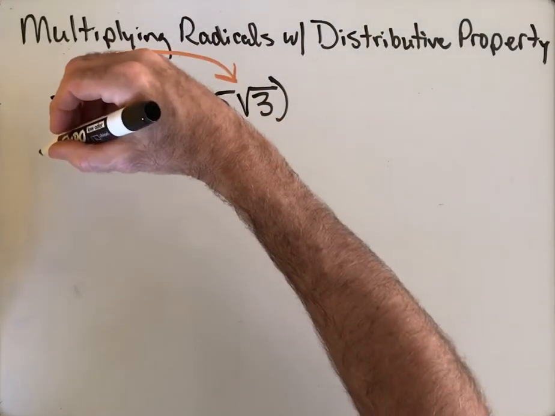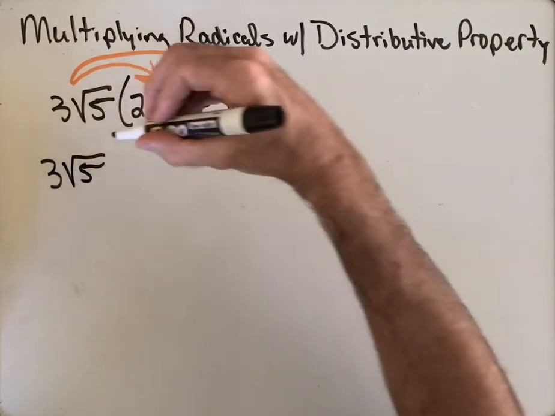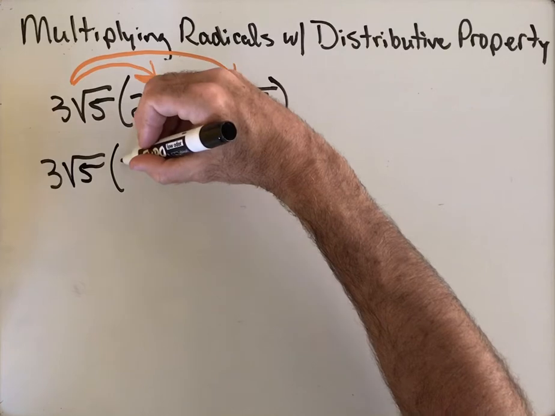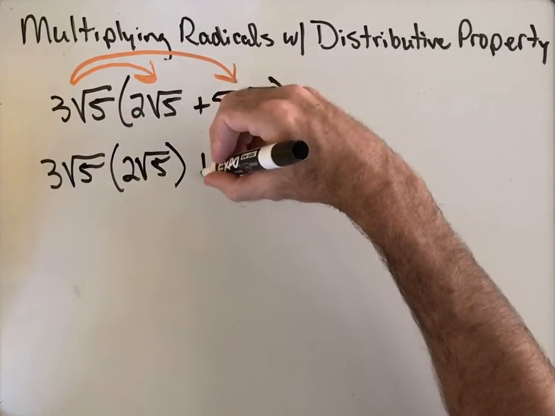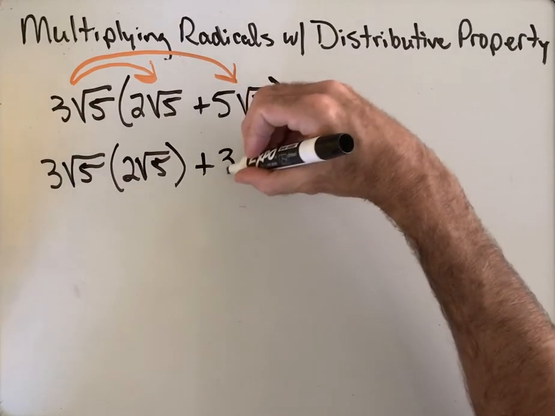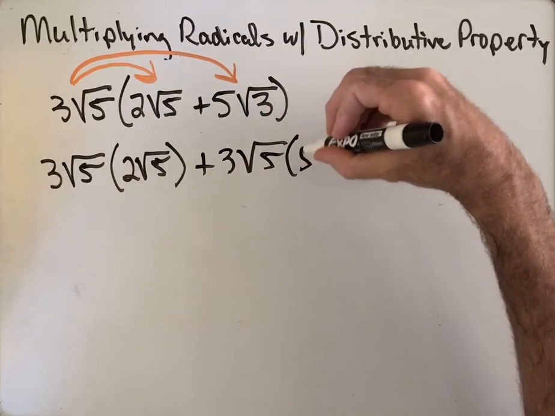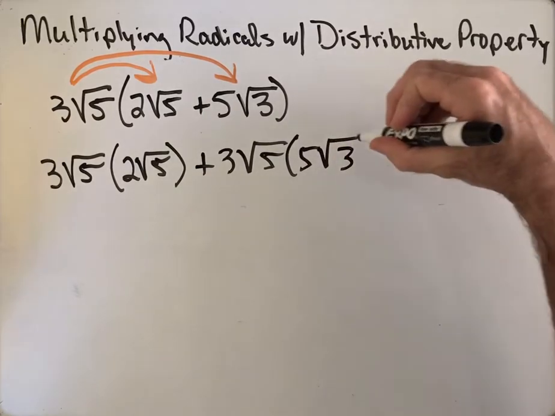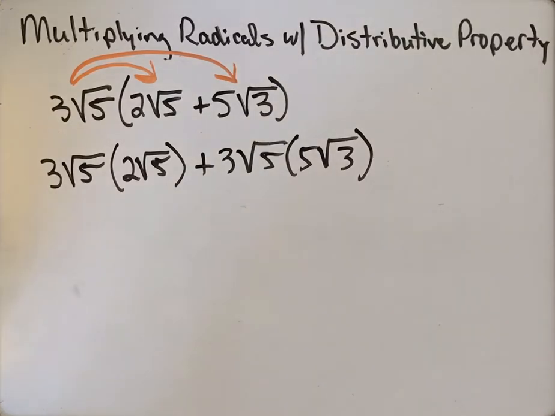So let's separate it. So we've got 3 root 5 times 2 root 5 plus 3 root 5 times 5 root 3. Okay, multiplication, multiplication. We've got addition separating them.